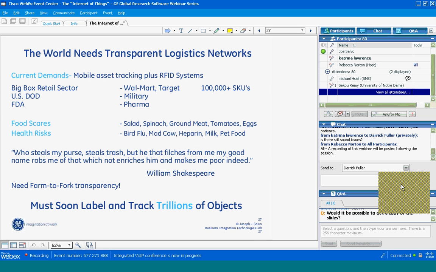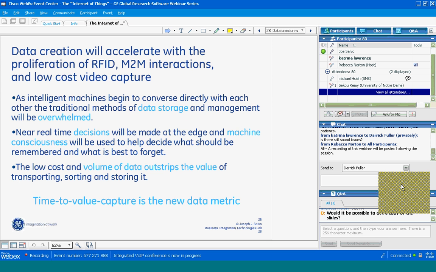So in the very near future, these types of systems will track literally trillions of objects. With this data creation, it's going to continue to accelerate the need for intelligent machines that are going to converse directly with each other. And the data storage methods that we've traditionally used and the search methods are going to become woefully inadequate.